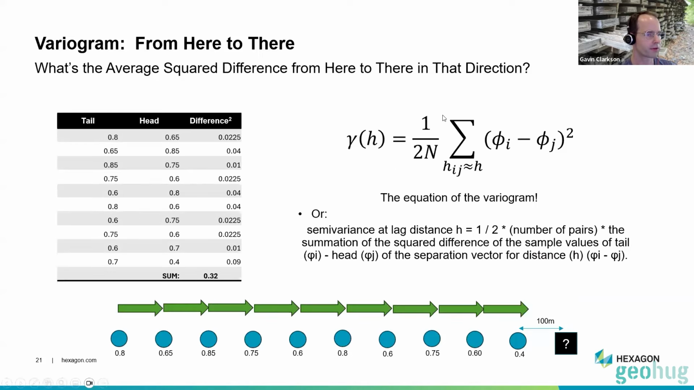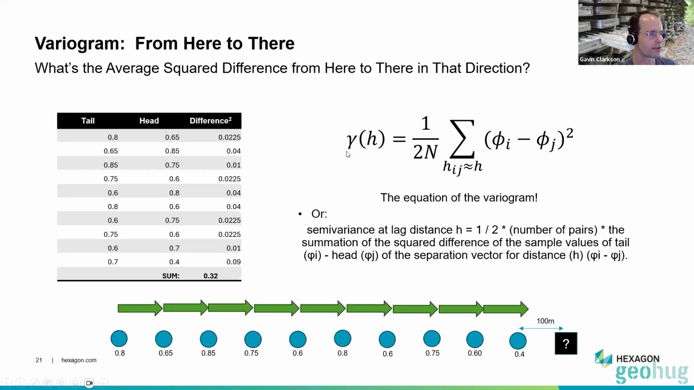And don't let the summation function scare you like it scares me. It isn't as complicated as it looks. This is what the equation is for a variogram. And all it's saying is, or semivariance, technically, that's what that number 2 is. So don't call me on it. So what's the average square difference from here to there in that direction? Remember, we got the average square difference for those dogs from the average for their shoulder height. Now we're getting the average square difference of our tails and our heads.